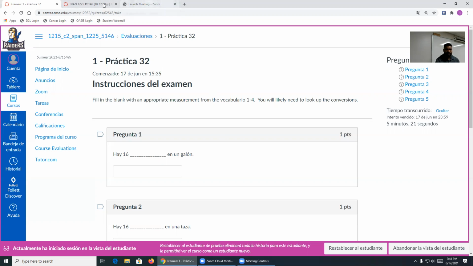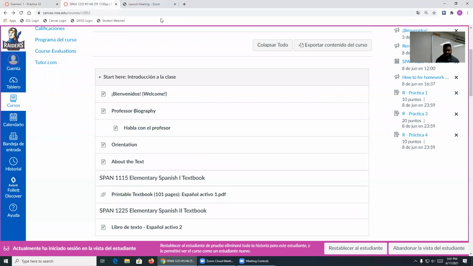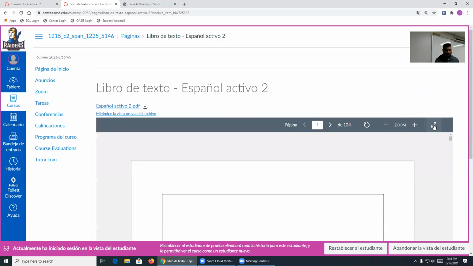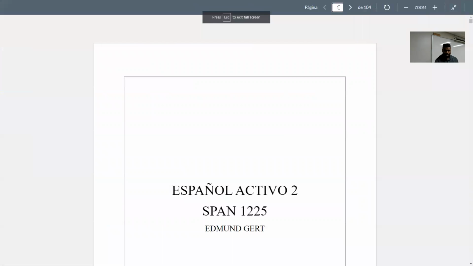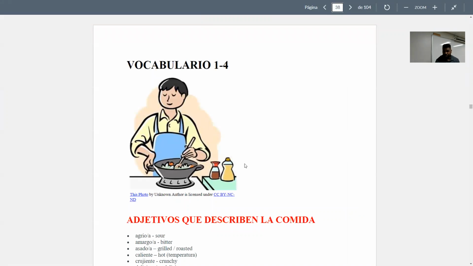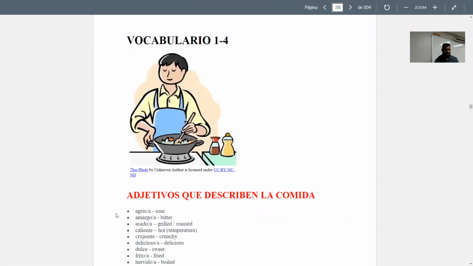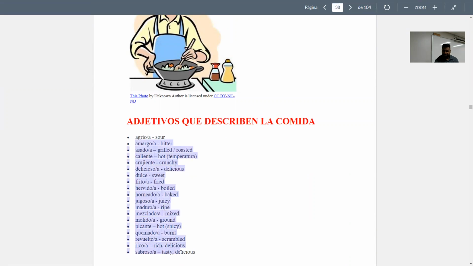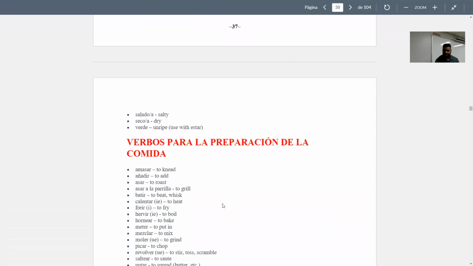In order to find the vocabulario that you need, puedes ir al libro de texto. So, esta información, I believe, is in the 30s. Let's try it. 38. Okay, so we have vocabulario sobre adjetivos que describen la comida. These are adjectives that describe comida. You'll need that. But we want to talk about medidas, measurement.